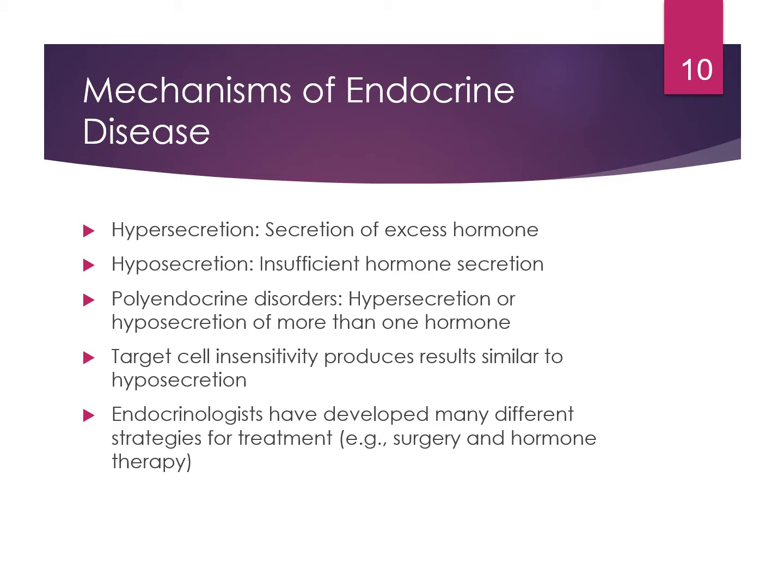When there are several hormones that have either too much or not enough secretion, we refer to that as polyendocrine disorder. And endocrinologists, those who study the endocrine system, have developed different types of strategies, which could be drug therapy, surgery, or the use of synthetic hormones or various other chemical treatments.